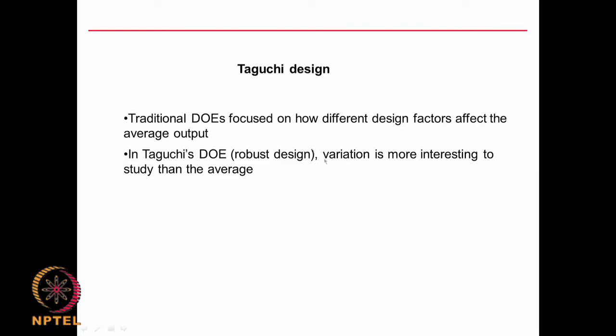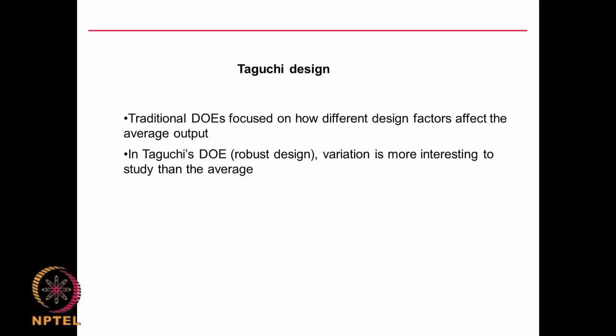So, he is looking at Taguchi. Taguchi has developed designs looking at them as possible robust designs, and also looking at the variations rather than the averages, whereas in normal designs like your factorial designs or even your Plackett-Burman, we are looking at average output. We are more interested in that actually.